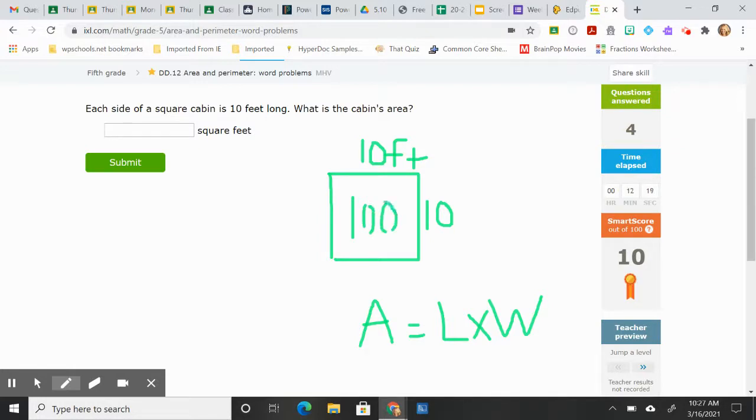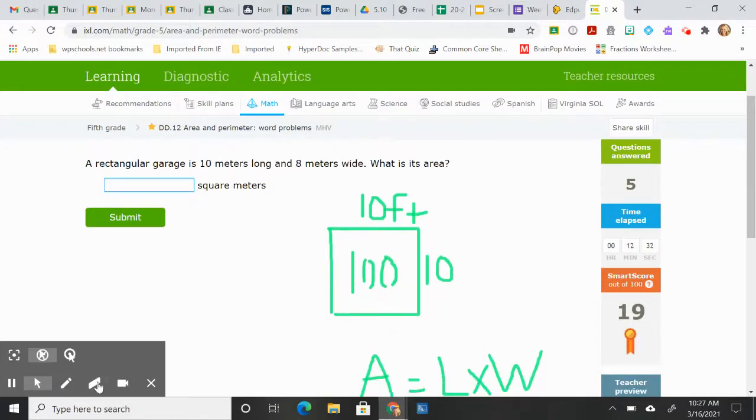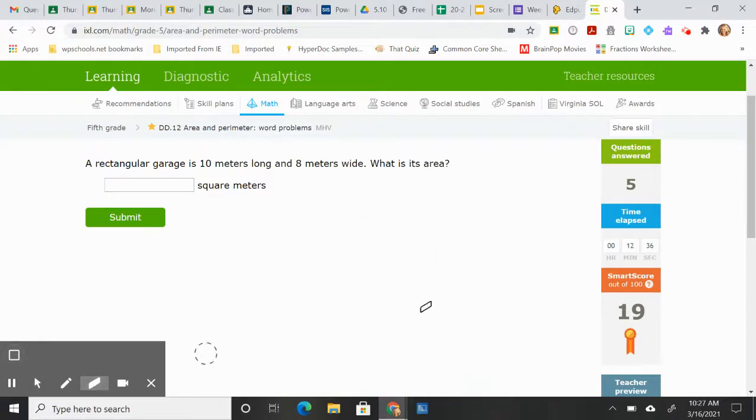Okay. All right. So that is your IXL skill for today. It can get a little bit confusing. You are allowed to use a calculator. Okay. So that's it. And I just wanted to go over a couple examples for you today. All right. Email me with any questions.